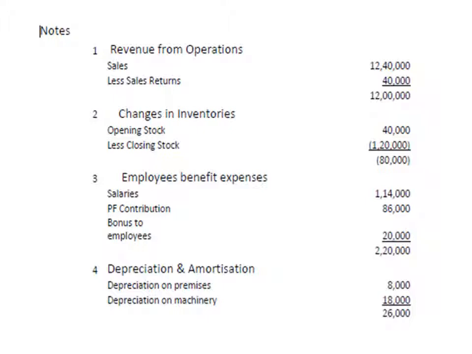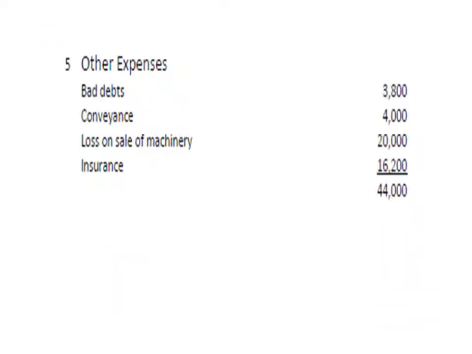So these are all the workings which we do. See, I told you for revenue from operations, sales less sales returns. Then change in inventory, opening stock minus closing stock. Employee benefit expenses, salary, PF contribution and bonus all put together is an employee benefit expense. Depreciation, we have added the depreciation on both fixed assets. Then other expenses, we have bad debts, conveyance, loss on sale of machinery and insurance. This all put together amounts to our other expenses. So this is how we prepare profit and loss account.